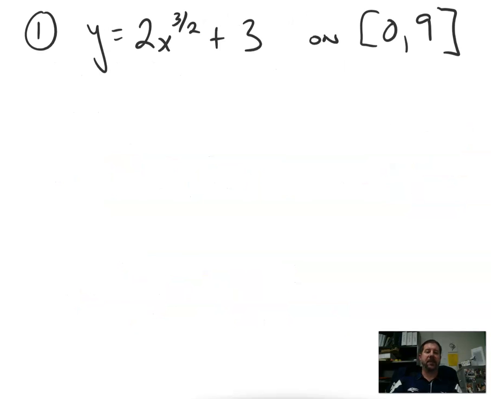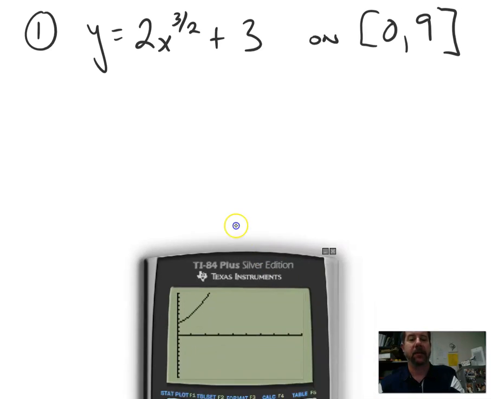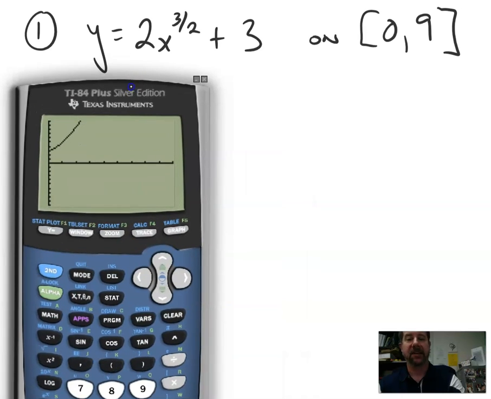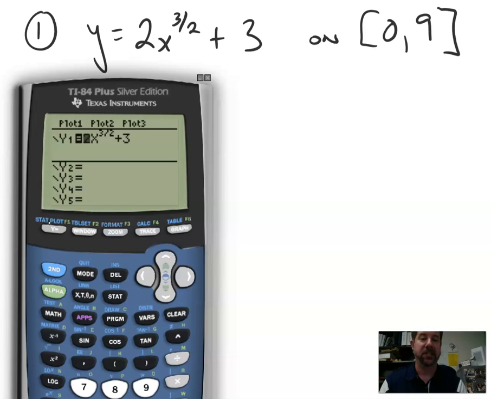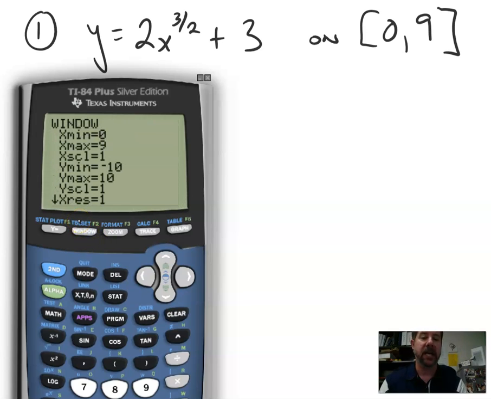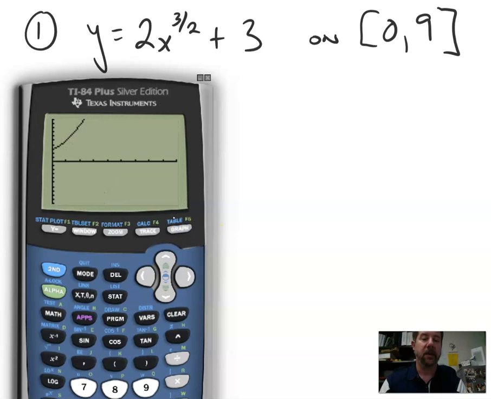First example here: we want to find the length of the curve y equals 2x to the 3 halves plus 3 on 0 to 9. First thing you might want to do is sketch it or get an idea of what this looks like if you can. In this case, I don't know what it looks like off the top of my head, so I'm going to pull up my handy-dandy calculator here. I entered it already: y equals 2x to the 3 halves plus 3. I changed my window to go from 0 to 9. And now when we graph it, we get this graph here.